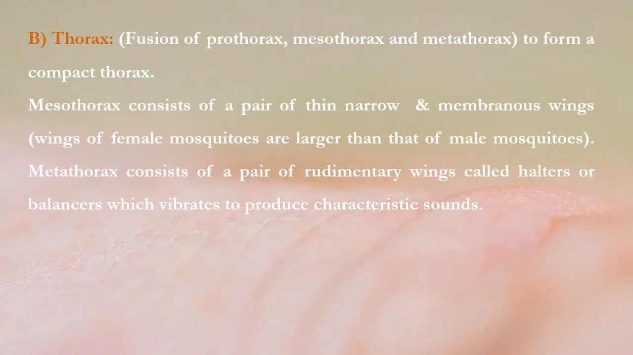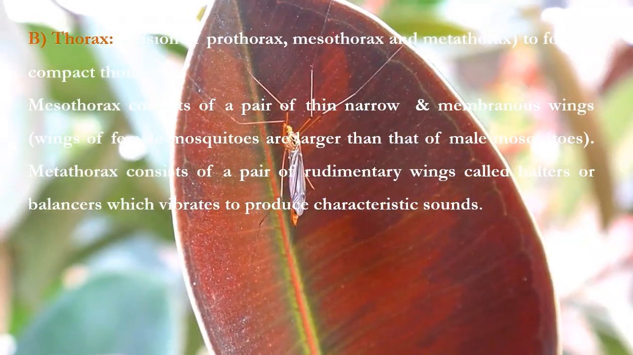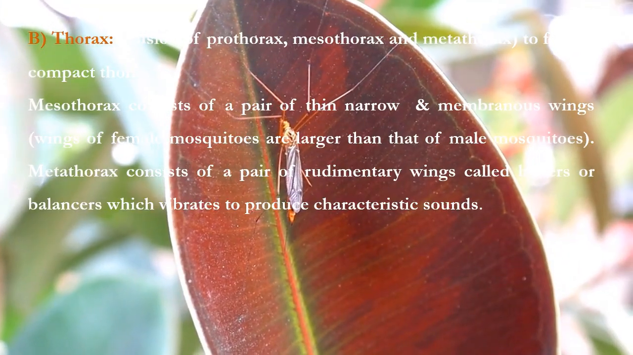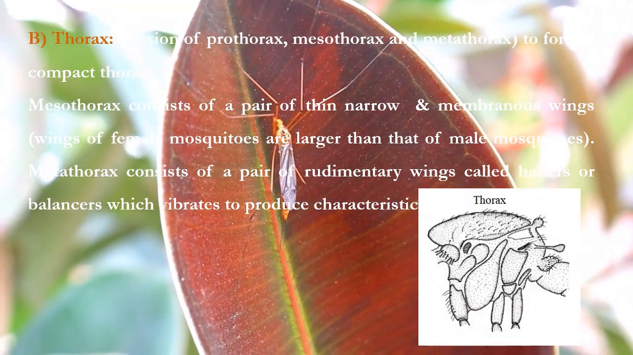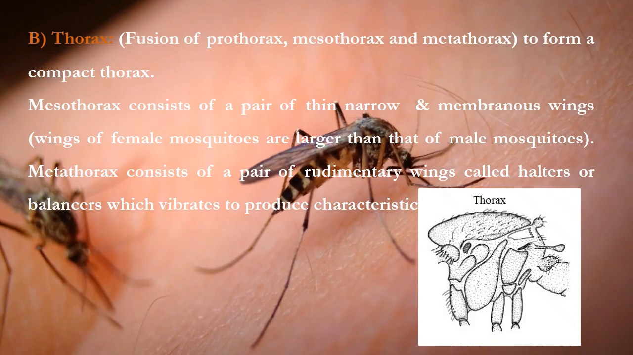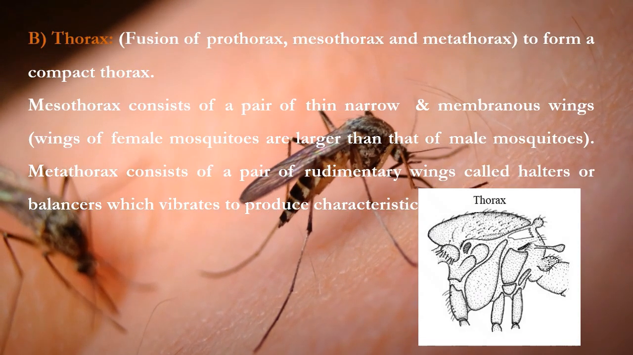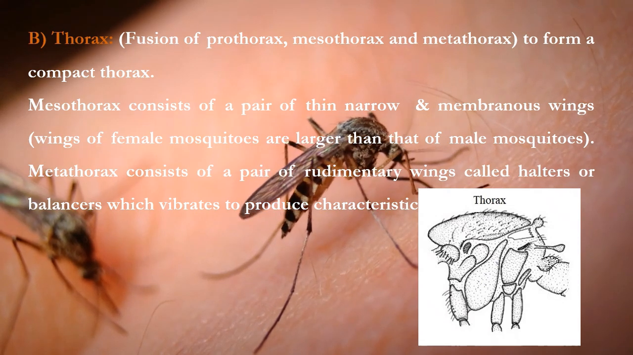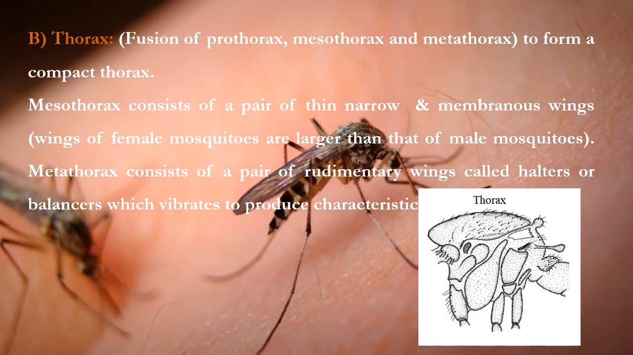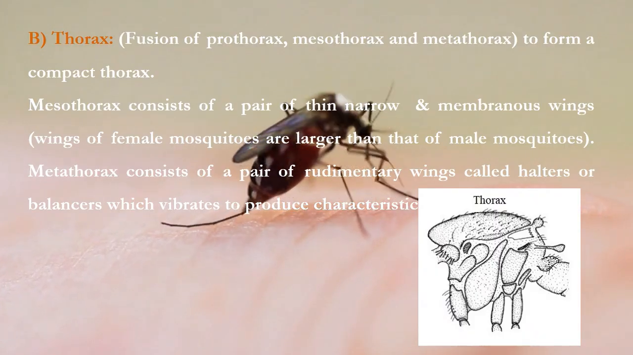The second body part in mosquitoes is called the thorax, which is a fusion of prothorax, mesothorax, and metathorax to form a compact thorax. The mesothorax consists of a pair of thin, narrow, and membranous wings. Wings of female mosquitoes are larger than those of male mosquitoes. Metathorax consists of a pair of rudimentary wings called halteres or balancers, which vibrate to produce the characteristic sound in mosquitoes.